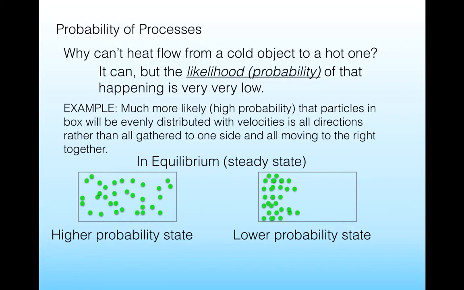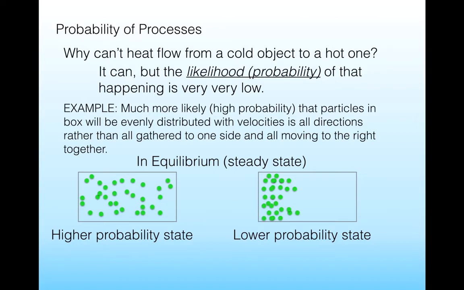Now let's look at the other possible distribution. This one has all the particles on the left side of the box, and let's say they're all moving in the same direction, towards the right side of the box. So this state seems very unlikely, right? It has a low probability. The one where the particles are seemingly more random, that's a higher probability.